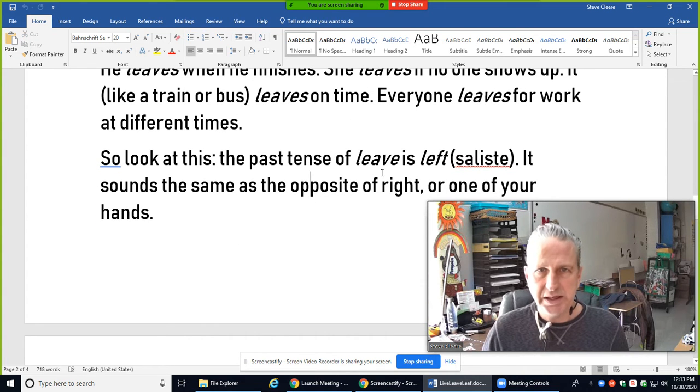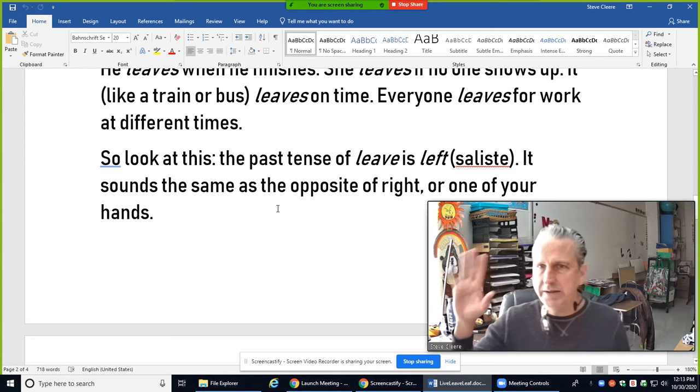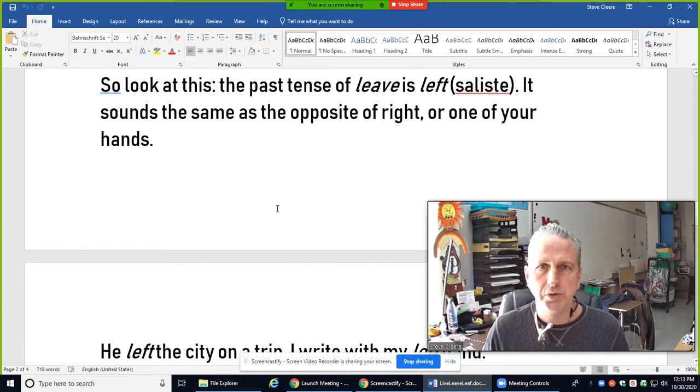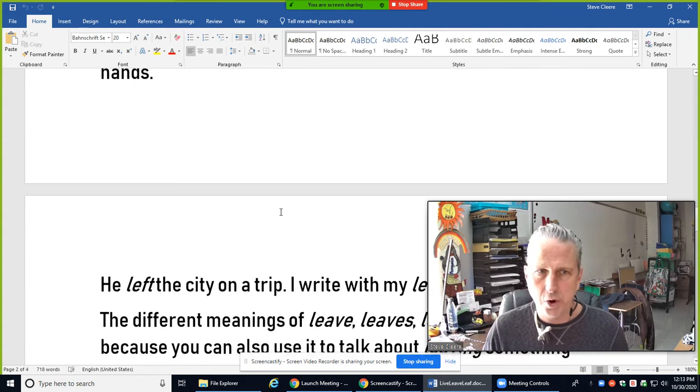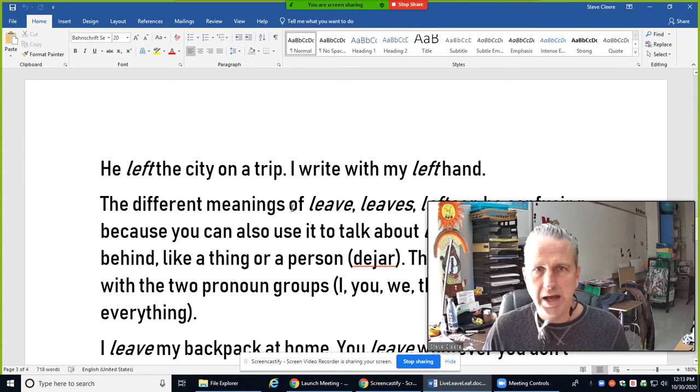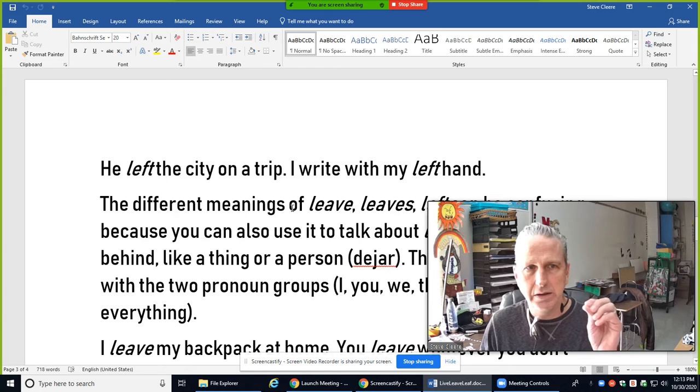The past tense of leave is left, saliste. That means you go out, you go away. It sounds the same as the opposite of right or one of your hands. This is my right hand, this is my left hand. I left the school yesterday. Left and left. They sound the same, spell the same, different meanings. You could also call that a homograph or a homophone. He left the city on a trip. I write with my left hand.